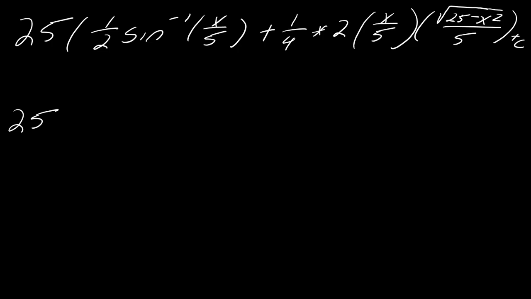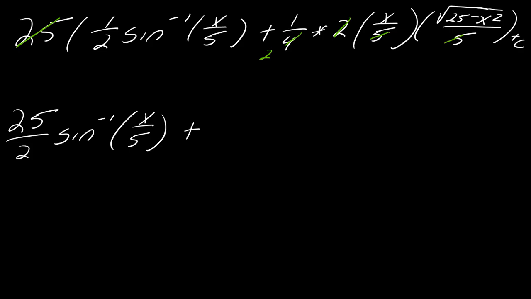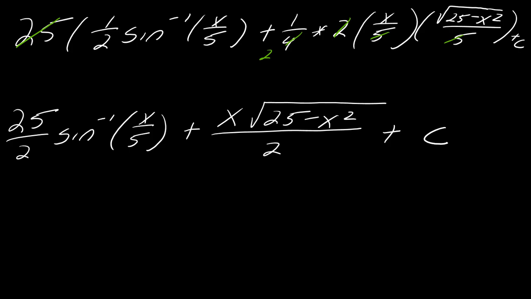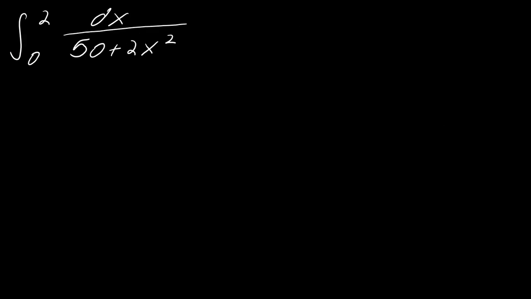So this is going to be 25 over 2 inverse sine of x over 5. And then let's see. For this 2, this will cancel out with this 4. And then this 25 will cancel out with these 5s here. So I'm left with on top x square root of 25 minus x squared over 2. And then all of that plus c. And that is the name of the game for that one.